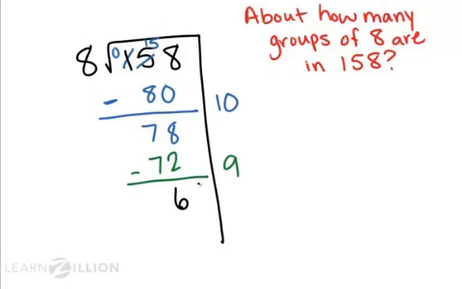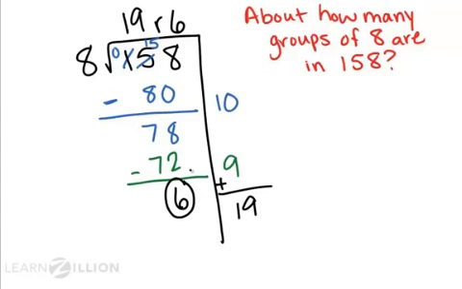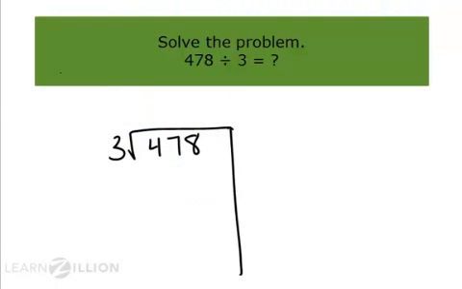So what I need to do now is to add up how many different groups of 8 were in the number 158. So I had 10 groups to begin with and then 9 more groups. So I have 19 groups of 8 and then I had 6 remaining. So we have a remainder of 6 because 8 doesn't go into 6. There are no groups of 8 in the number 6. Let's see how this works in a problem.